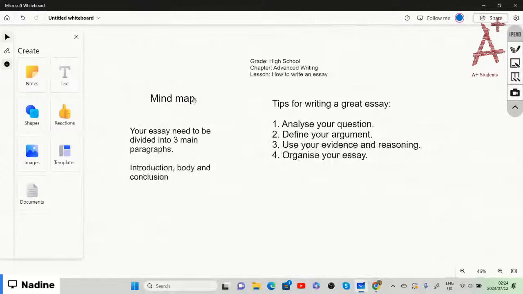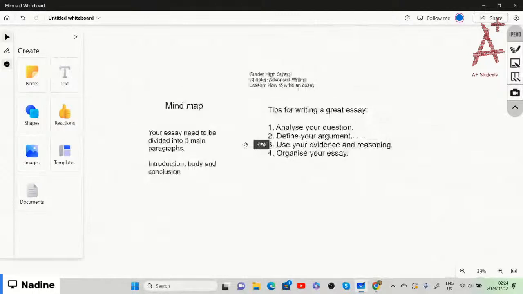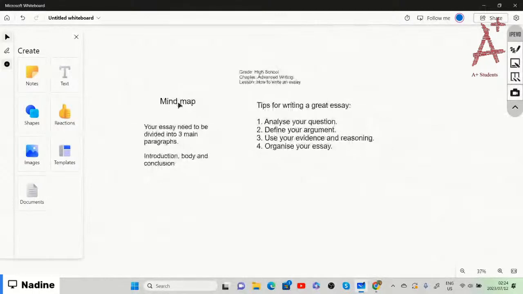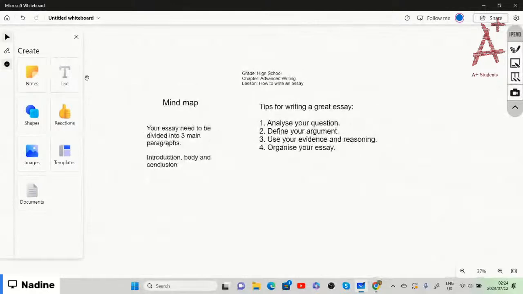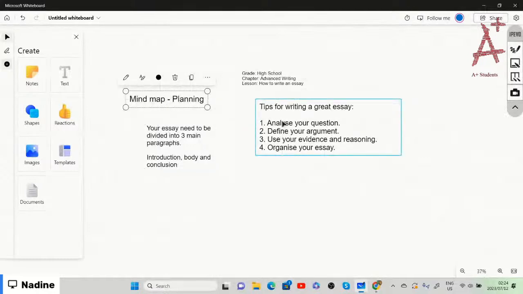All right, so we have our mind map as well as our planning. We call it mind map or planning, right? Because once you plan, that is where the analyzing of your question comes in, defining your arguments and using your evidence as well as reasoning. All right, so now you are organizing your essay.